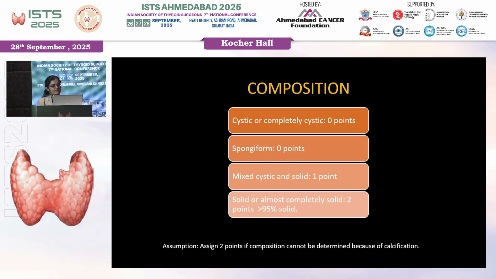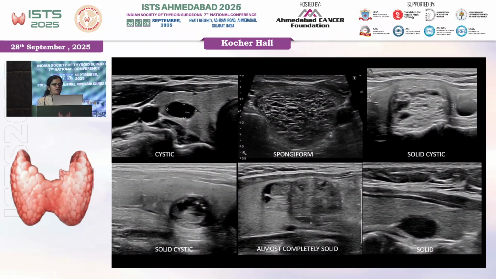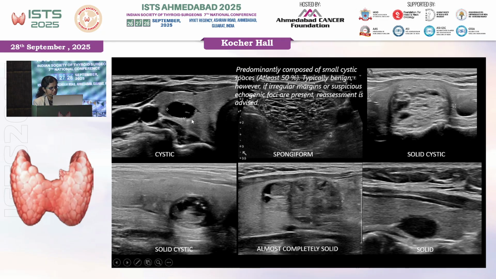So composition can be from cystic, completely cystic, to solid. And if you cannot put it into any of these, then you don't know what it is. If it is a completely calcified nodule, then you assume the composition to be solid and give 2 points. So if we see over here, just a second. Yeah, this is a completely cystic nodule. As all of us doing ultrasound know what a cyst is: an anechoic structure with sharp margins, no posterior features.